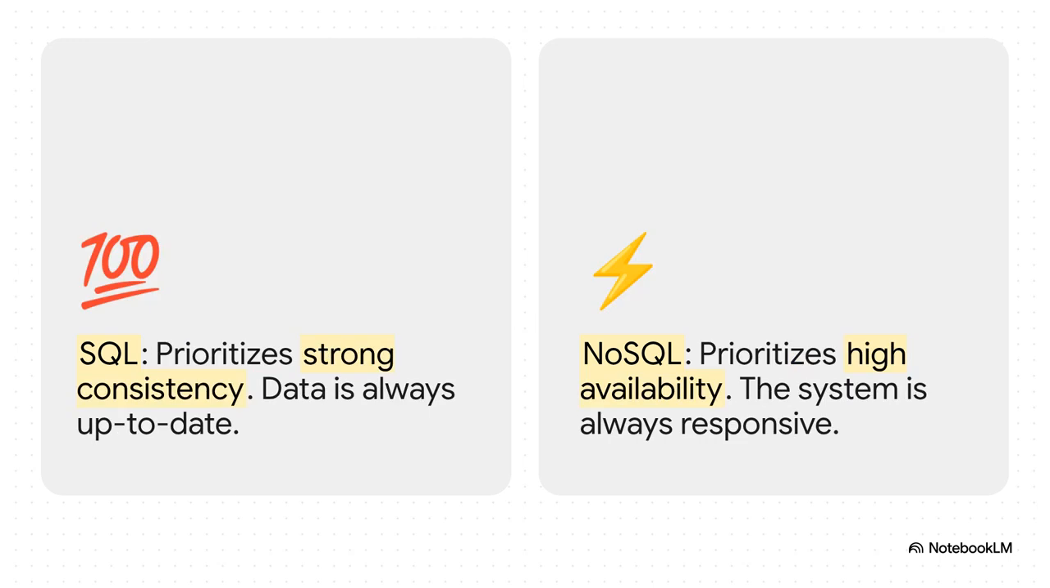And this might be the most important trade-off of all. SQL prioritizes strong consistency. Thanks to that ACID stuff we talked about, the data you read is guaranteed to be the most recent, up-to-date version, period. NoSQL, however, often prioritizes high availability. The system will pretty much always be up and give you an answer, even if it means some of the data might be a tiny bit out of sync for a moment. You're trading perfect, up to the millisecond accuracy for constant uptime.